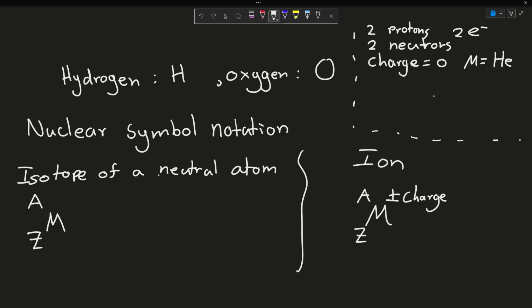So we can represent this helium isotope we looked at as the helium symbol. And then with 2 protons, we have an atomic number of 2. And with 2 protons and 2 neutrons, we have a mass number of 4. So this is what the example of helium would look like.